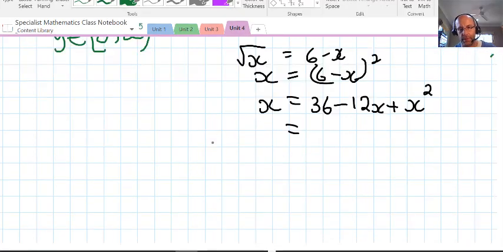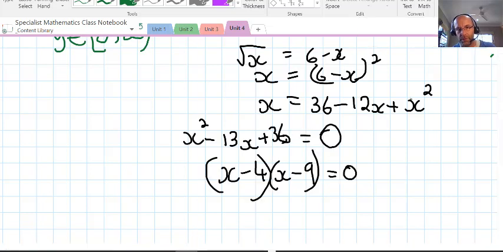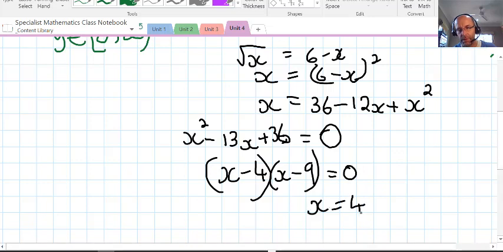Expanding, we get the following, and grouping it all together so that we can solve it, because we're going to set the side equal to 0. We've got minus 13x plus 36. It factorizes as such, and so apparently we have two solutions. So x equals 4, and that will give us the point of intersection 4, 2.